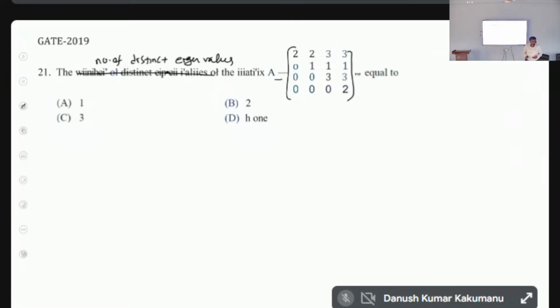3. What are the eigenvalues we have here? 2, 1, 3, 2. How many different eigenvalues are there? 2 is repeated 2 times. 1, 2, 3. How many distinct eigenvalues? 3 is the correct answer. We have 3 different eigenvalues in total.